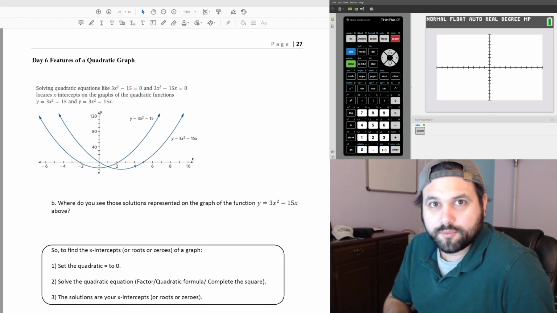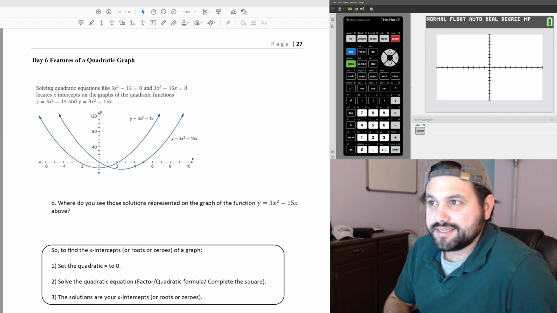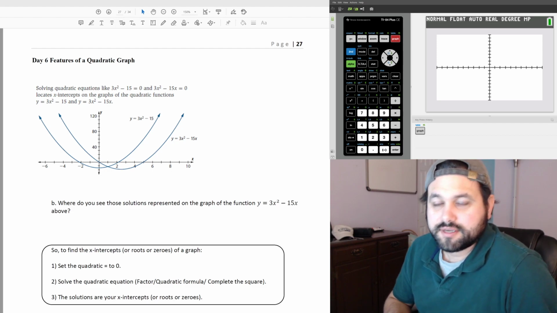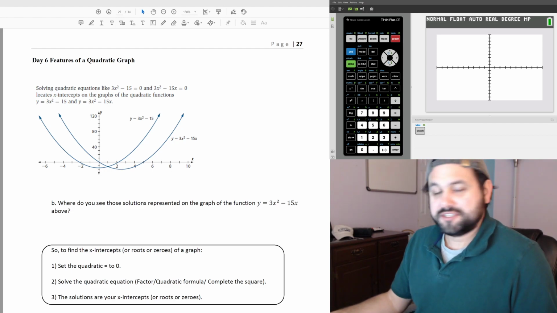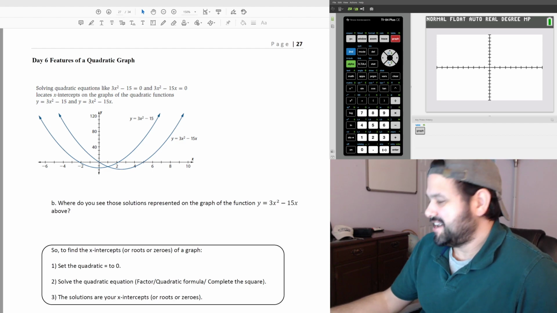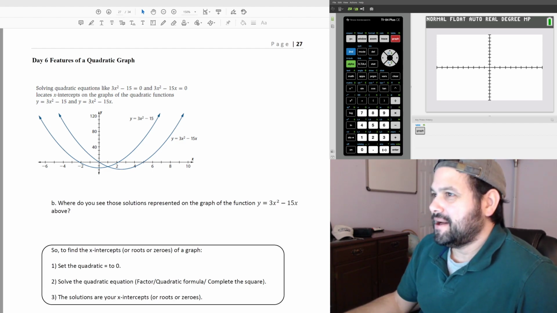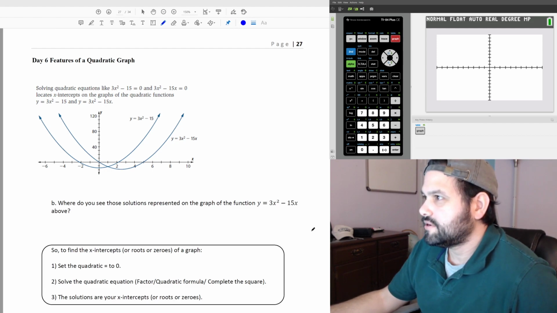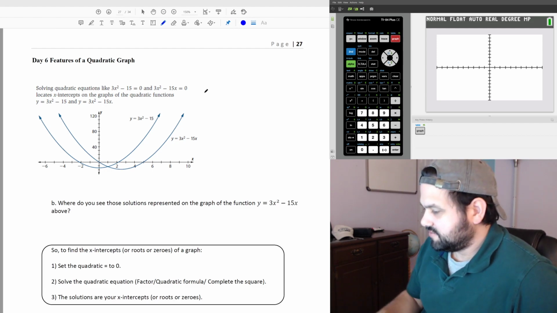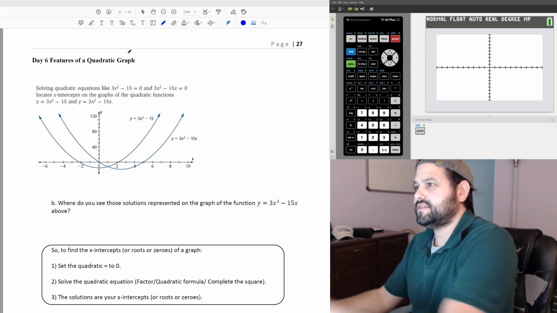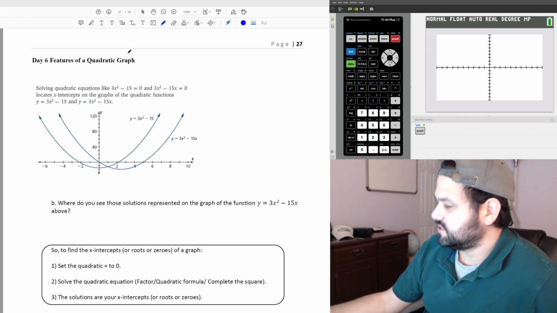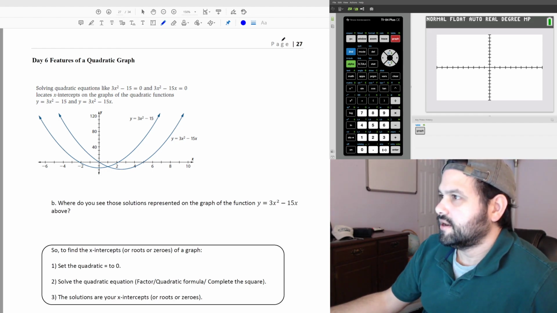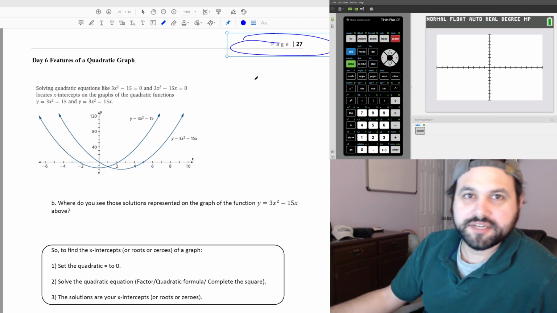All right, welcome, welcome. We are on day 6 of our quadratics unit. It certainly seems like it's been more than 6 days, but we are on day 6. We are going to be picking up here on page 27. So let's go ahead and make sure we got our packets out. And let me see if I can find this. Why isn't this working? All right. There we are, page 27.